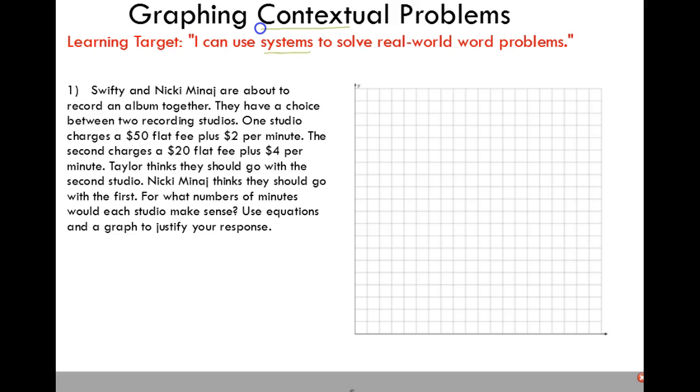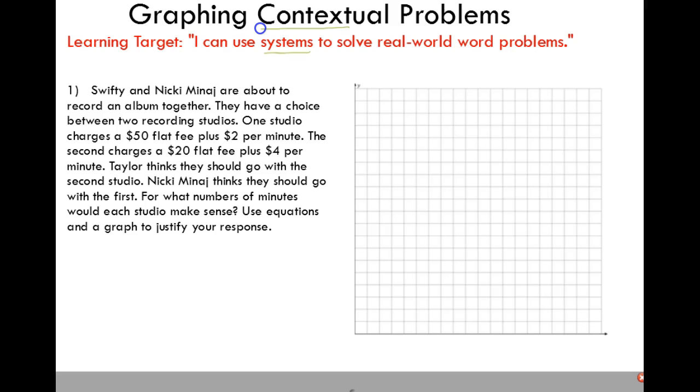So it says, Swifty and Nicki Minaj are about to record an album together. They have a choice between two recording studios. Now, you have to suspend belief in that it would be this simple, but we've just made this up. One studio charges a $50 flat fee plus $2 per minute. The second charges a $20 flat fee plus $4 a minute. Taylor thinks they should go with the second studio. Nicki Minaj thinks they should go with the first. For what numbers of minutes would each studio make sense? Use equations and a graph to justify your response.